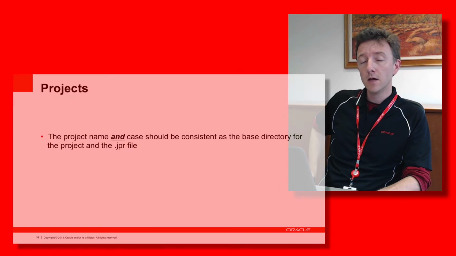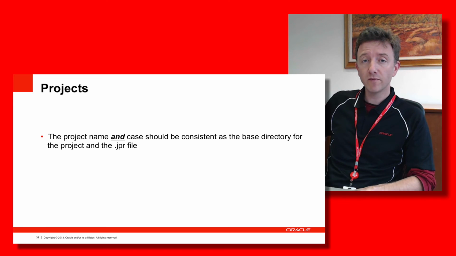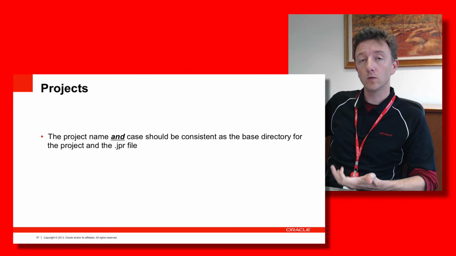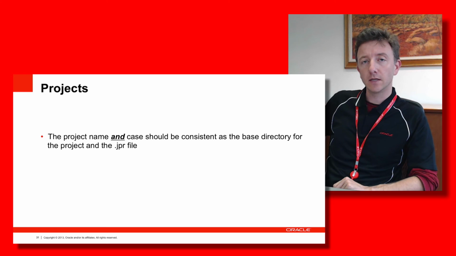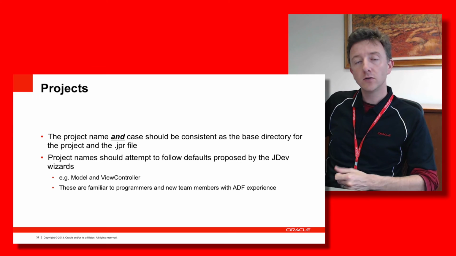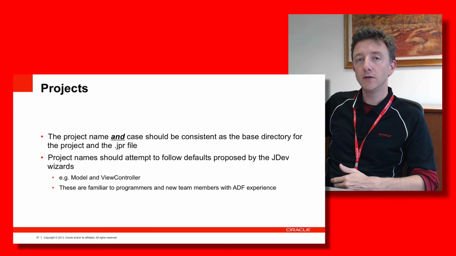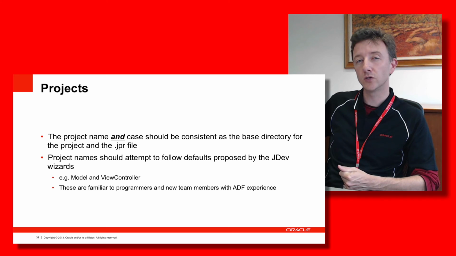Now, if we put workspaces aside and instead consider the projects within a workspace, some of the same conventions do apply. Firstly, the project name, the project directory, and the .jpr file, keep the names and the case all the same. Keep it consistent. Another guideline I'll make, and not all Oracle staff agree with this particular guideline, is that when you're naming your projects, use the naming conventions that JDeveloper typically uses. So a model project is called model and a view controller project is called view controller.